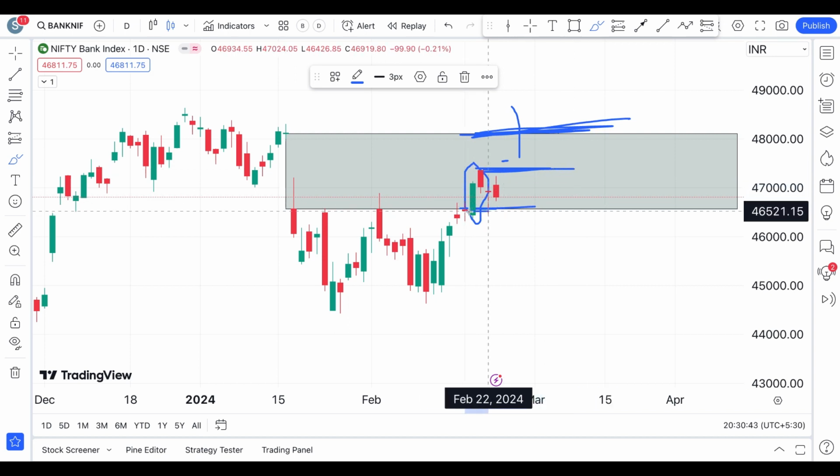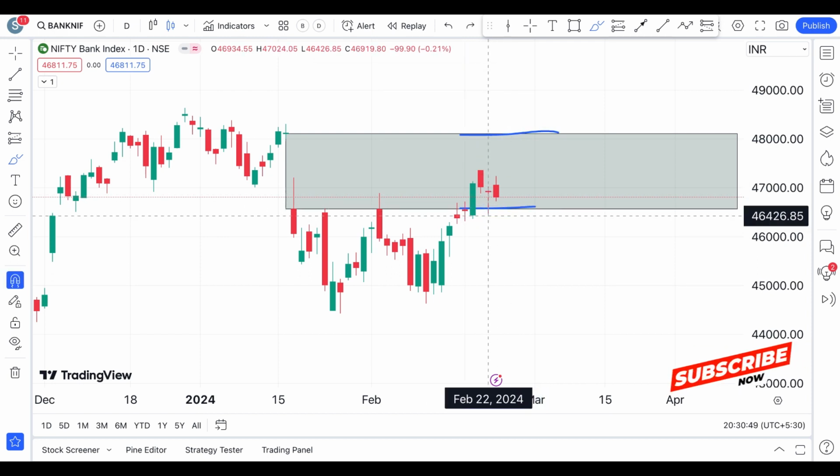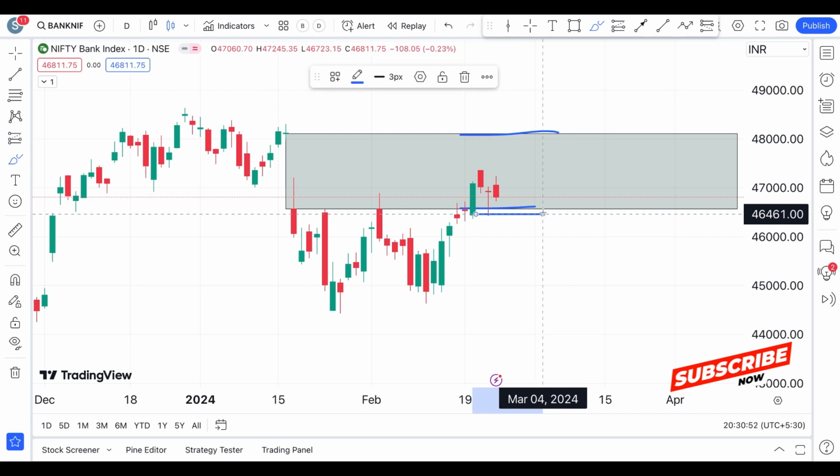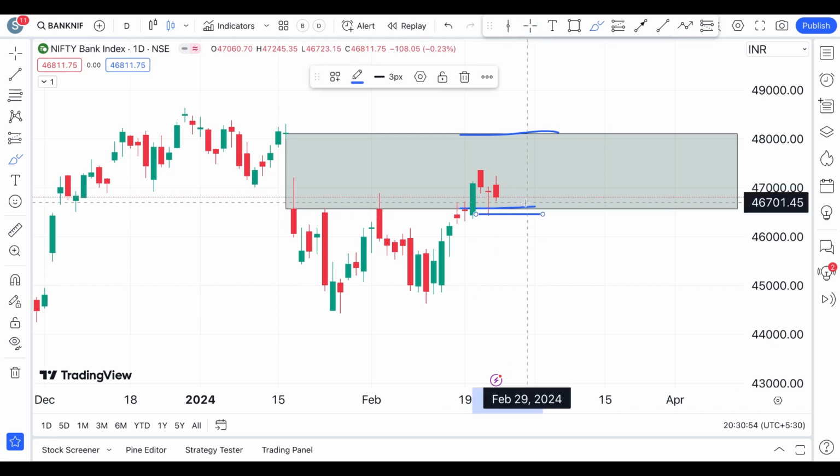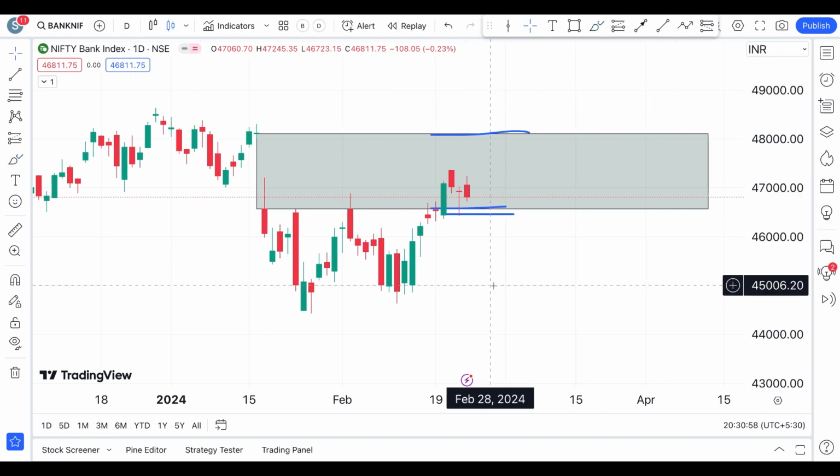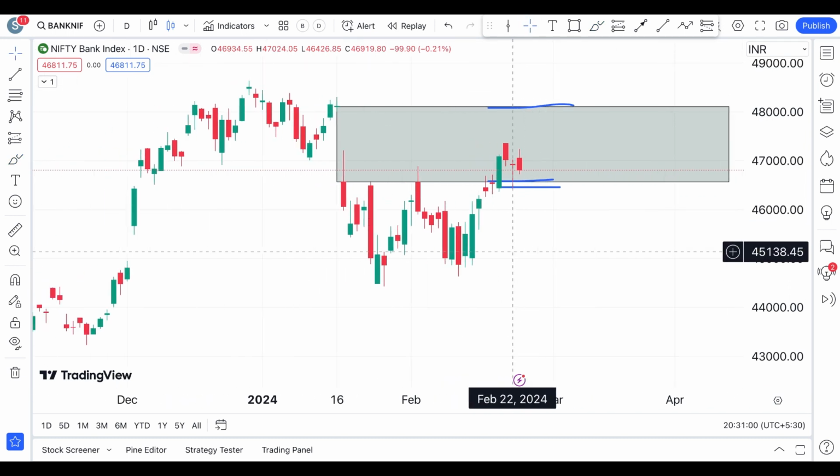But for any reason, if it breaks this level, this low, especially of this pin bar candle, for any reason, if it breaks this line, then in that case, there is going to be some delay in the momentum towards the upper side for the bank nifty. So that is how bank nifty is looking on a daily and a weekly time frame.